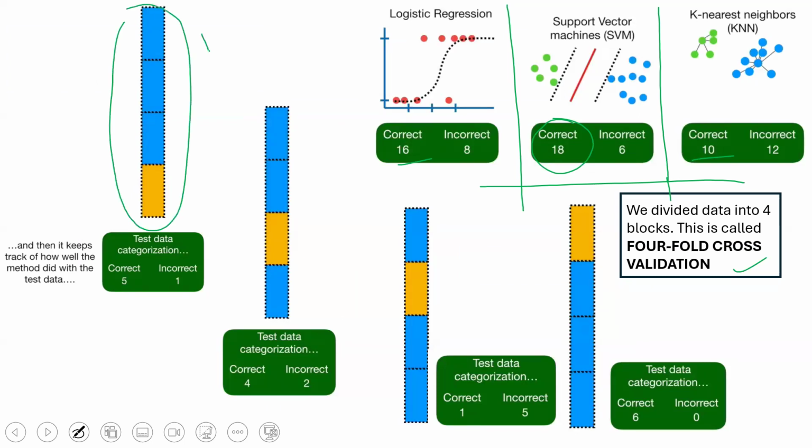Let's suppose you have 100 data points in this data set, so you are using 25 data points as your testing data set and 75 as your training data set. That is what four blocks means. You are dividing the data into 4 blocks, and 100 divided by 4 is 25, so each block has 25 points.